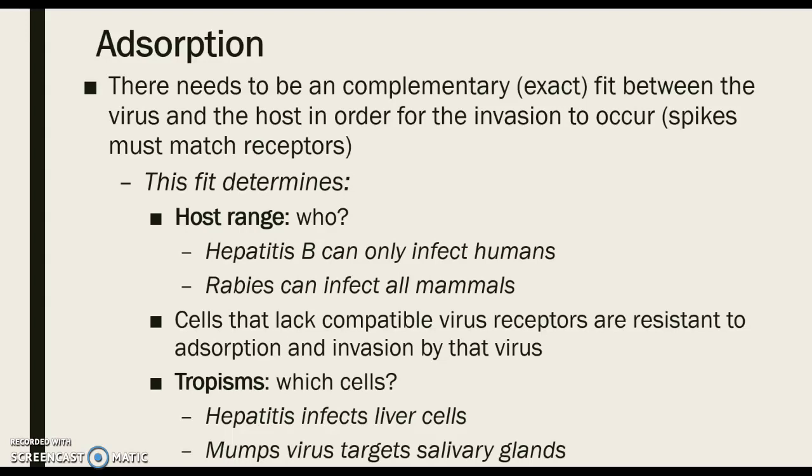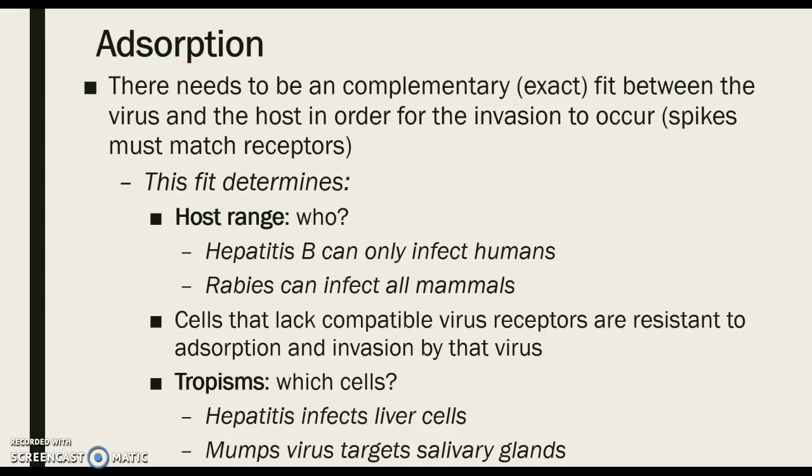So hepatitis B can only infect humans. Rabies can infect all mammals. Cells that lack compatible viral receptors are resistant to adsorption and invasion by that virus. So tropisms determine which cells will be infected.